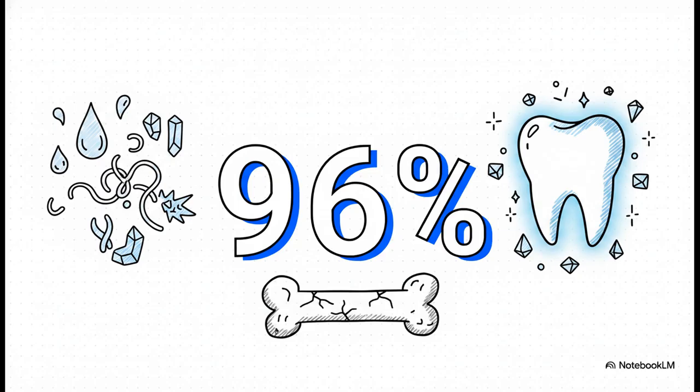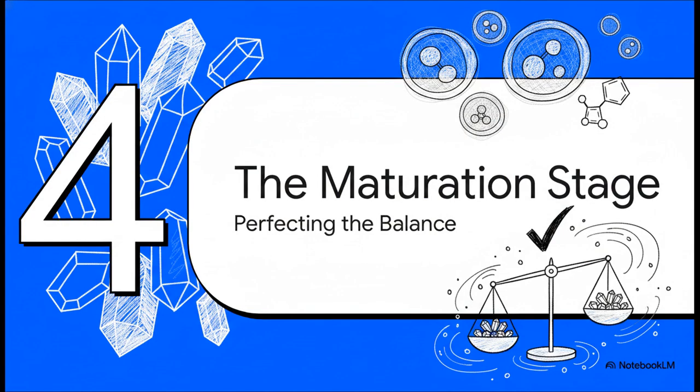And through this relentless process of stripping away organic material and pulling out water, the enamel hits an astounding final mineral content of 96%. 96! That makes it the hardest, most mineralized substance in your entire body. Honestly, it's an absolute triumph of cellular engineering. But they're not quite finished yet.